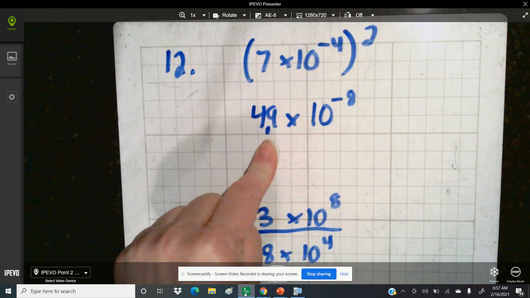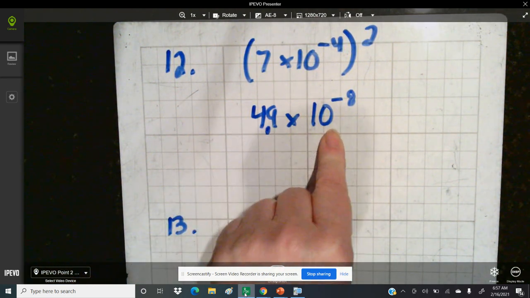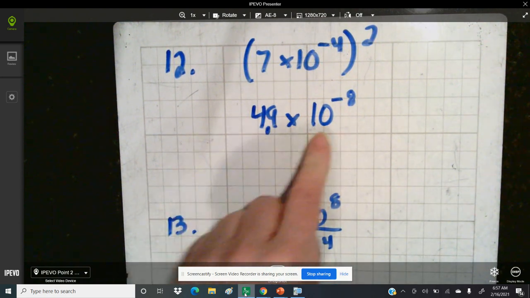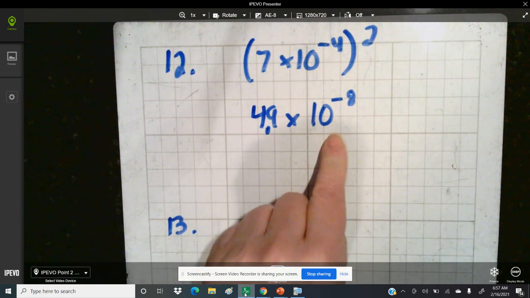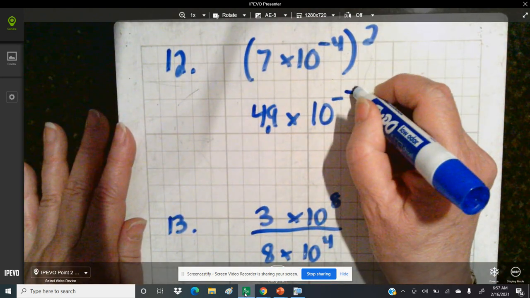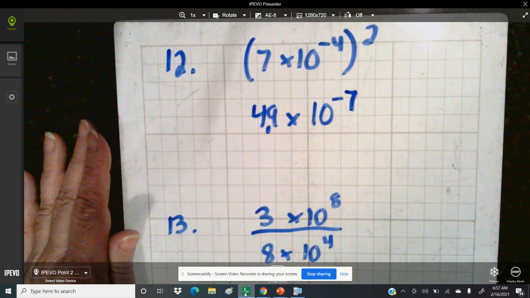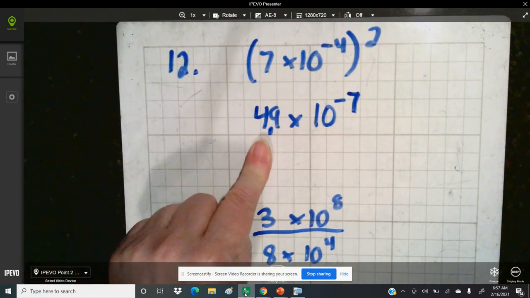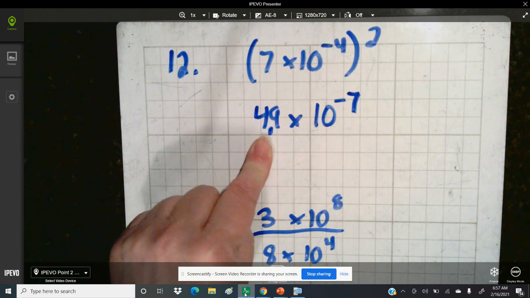So if I'm making this part smaller, I have to make this part bigger to kind of offset that. So if this is smaller, this has to be bigger. Well, the way to make this bigger would be to change that instead of to the negative 8 to the negative 7. So when I multiply this, this would be the answer in scientific notation.